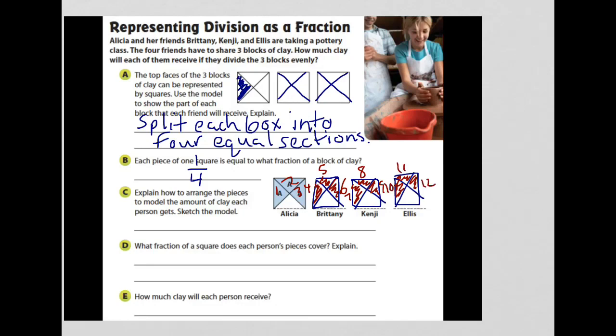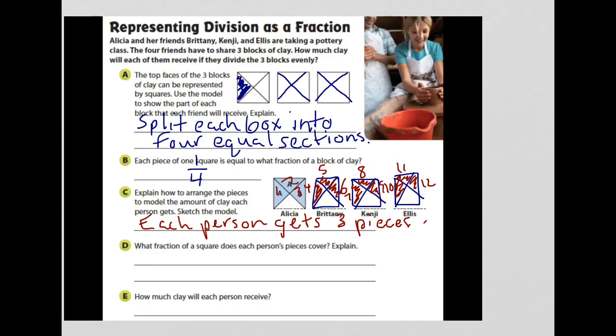Explain how to arrange the pieces to model the amount of clay each person gets. Each person, after doing the models, gets 3 pieces.